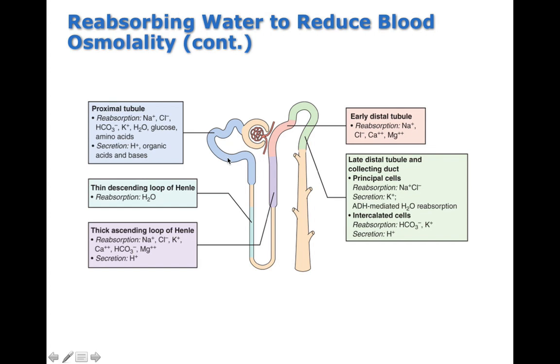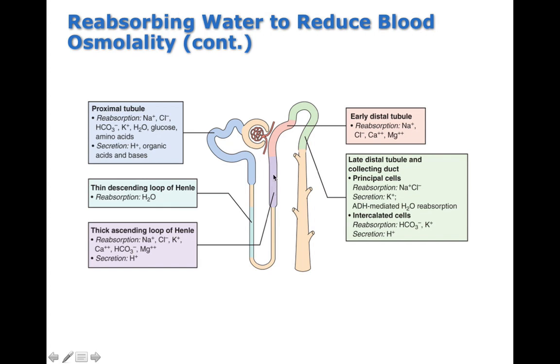Now, as that fluid starts to enter the nephron loop, we have the descending limb of the nephron loop as well as the ascending limb. Now, the descending limb is permeable to water. Remember, water gets reabsorbed via osmosis because the tissue out here is more salty, so water follows those solutes and then gets reabsorbed back into the tissue fluid of your kidney.